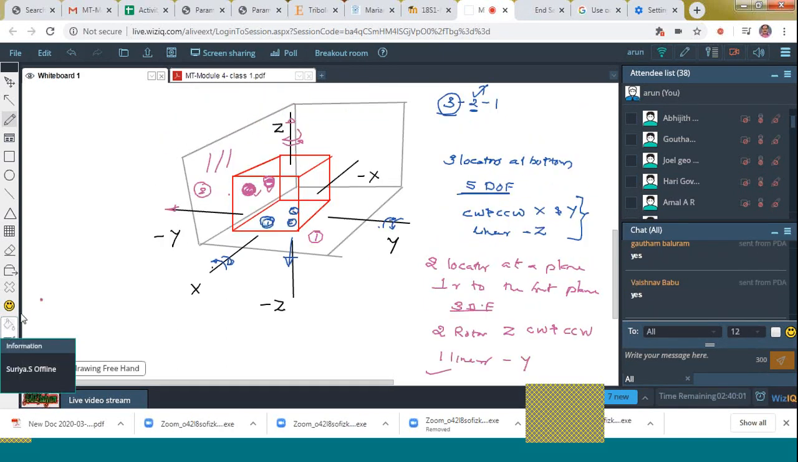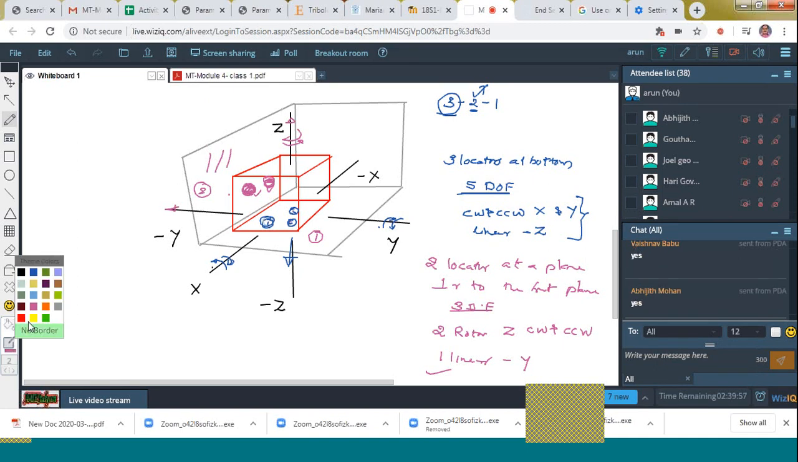Next, the last one is that one more locator is also there. That is 1 locator, right? Okay. That will be kept over this plane, here like this. That is the third plane. How do I define the plane? That plane is perpendicular to the first and second planes. Yes, the third plane is perpendicular to the first and second plane.